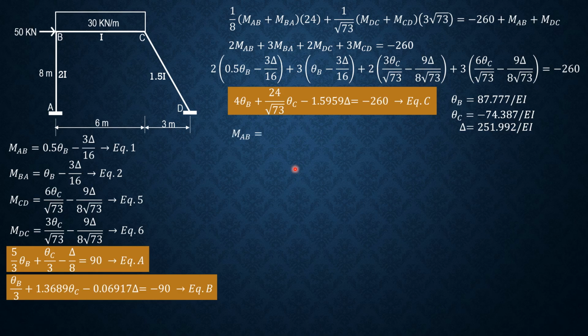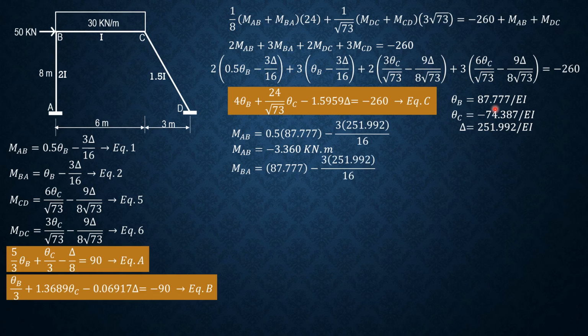So computing MAB, 0.5 of 87.77 minus 3 times 251.992 over 16. So MAB equals negative 3.360 kilonewton meter. MBA is theta B, 87.777 minus 3 times delta over 16. So MBA is 40.528 kilonewton meter. Therefore, MBC is negative 40.528 kilonewton meter.